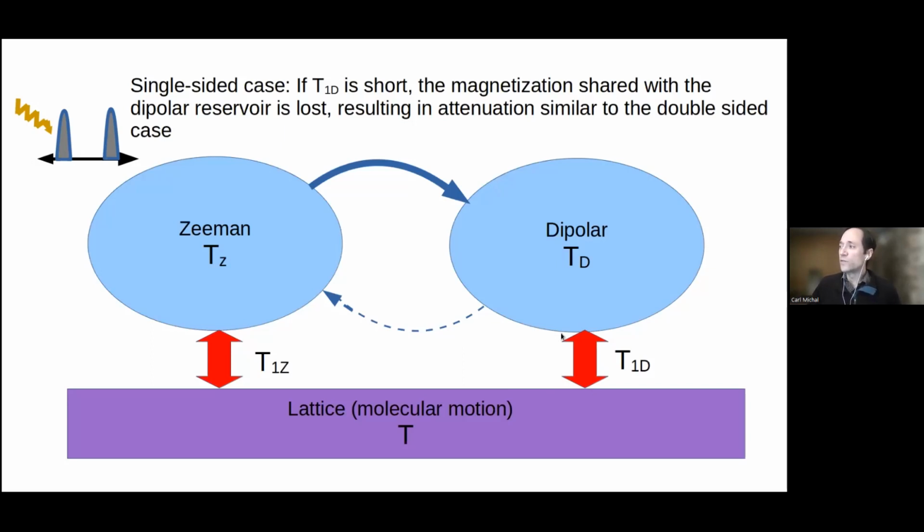Now, if T1D is very, very short, then the magnetization that is shared from the Zeeman reservoir to the dipolar reservoir never comes back, right? That magnetization is basically leaked out by T1D relaxation to the lattice, and it doesn't come back to the Zeeman reservoir. And so in that case, the single-sided irradiation produces pretty much the same attenuation of the signal as the dual frequency irradiation. So this experiment is sensitive to the T1D of the dipolar reservoir.